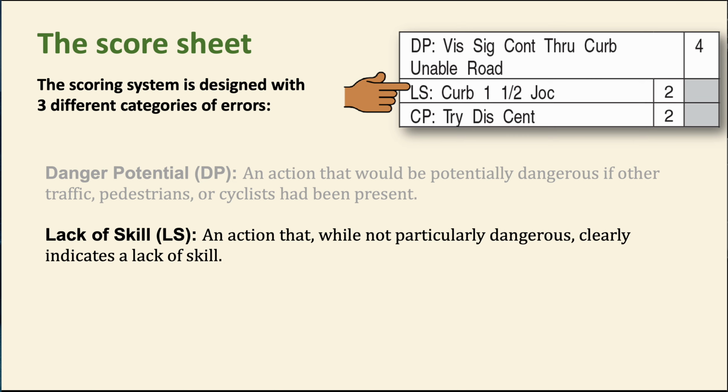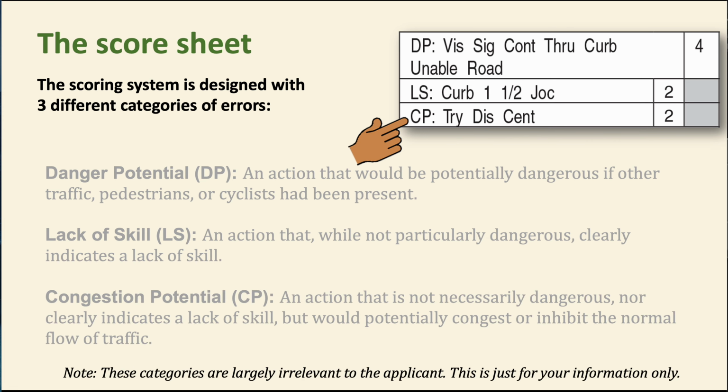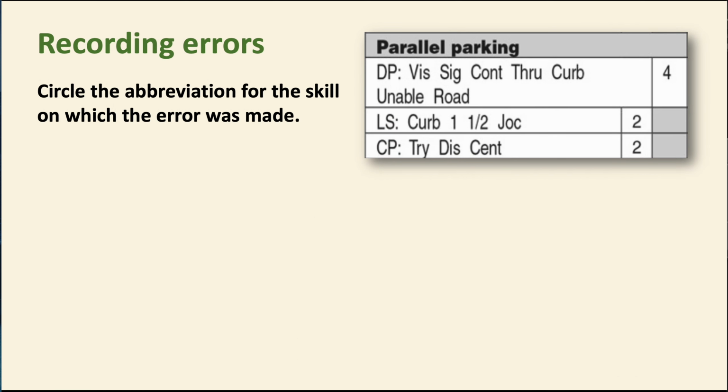So in this case, this is the parallel parking scoring one. They bumped into the curb. They struck the curb during this because of a lack of skill. And congestion potential, CP. So it's not necessarily dangerous, not necessarily a lack of skill, but might slow down the normal flow of traffic. So again, these categories are largely irrelevant to the people who are taking the test. It's really just for your information how they're sorted. So when the error occurs, circle the abbreviation for the skill in which the error was made.